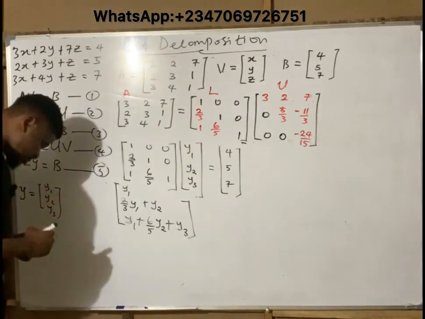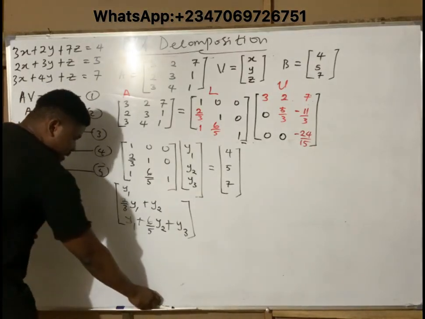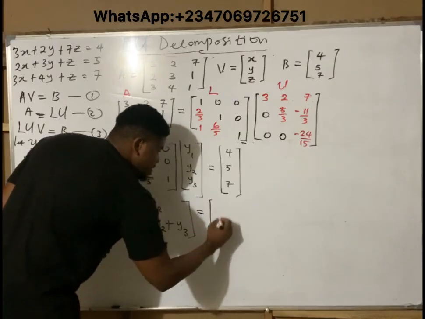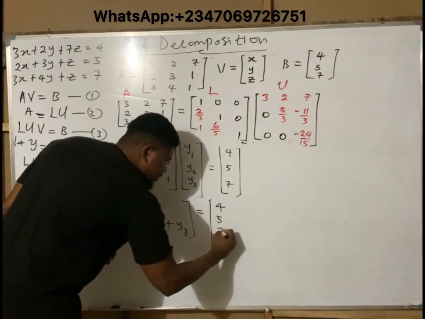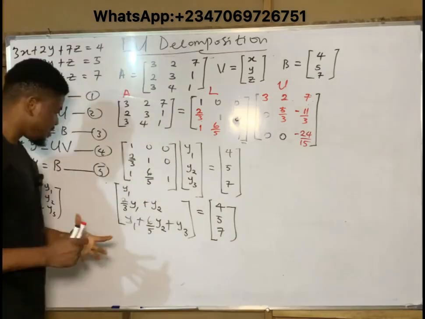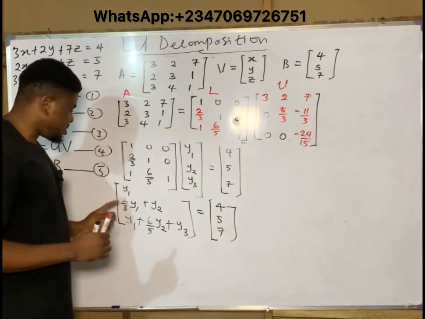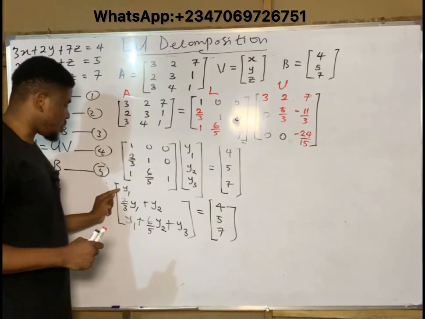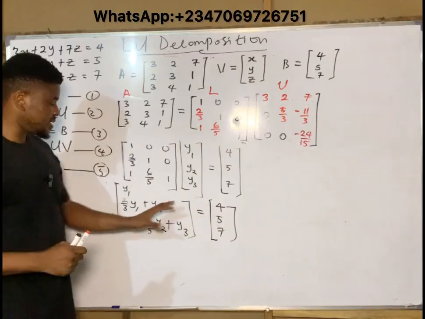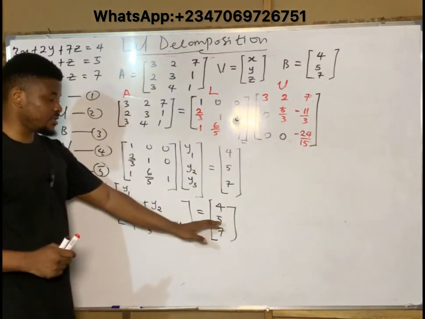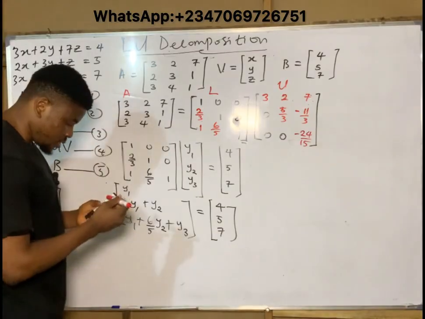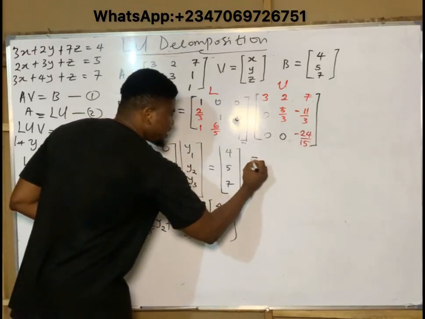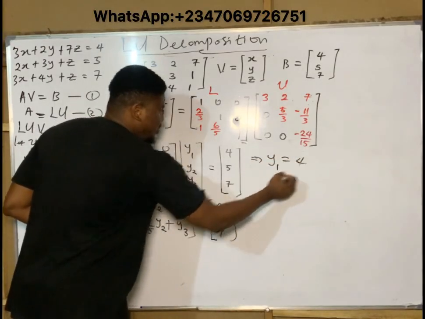Now that we are here, the whole of this is equal to the constant 4, 5, 7. I said earlier, once two matrices are equal, their elements in their distinct positions are equal. So the element in row 1 column 1 equals the element in row 1 column 1, and that in row 2 column 2 equals the element in row 2 column 2. If that's the case, then y1 is going to be equal to what? 4. So this implies y1 equals 4.